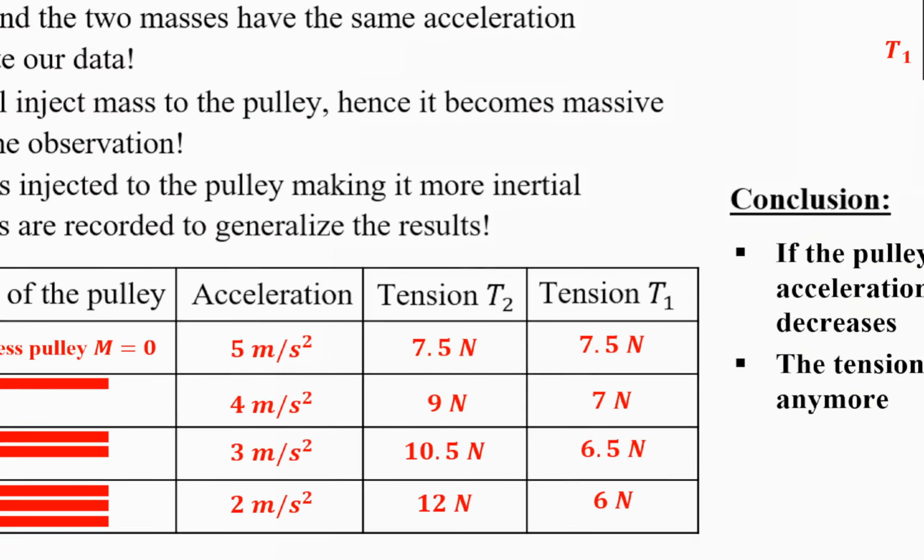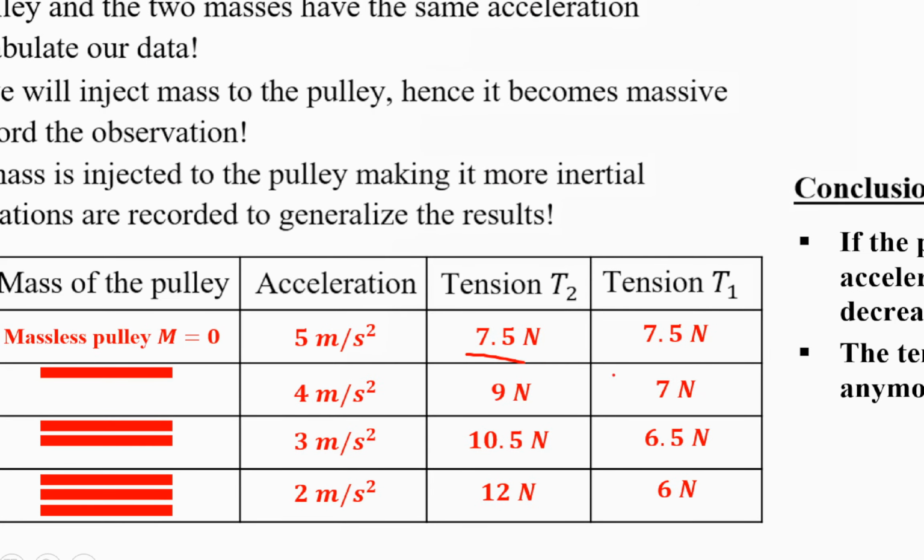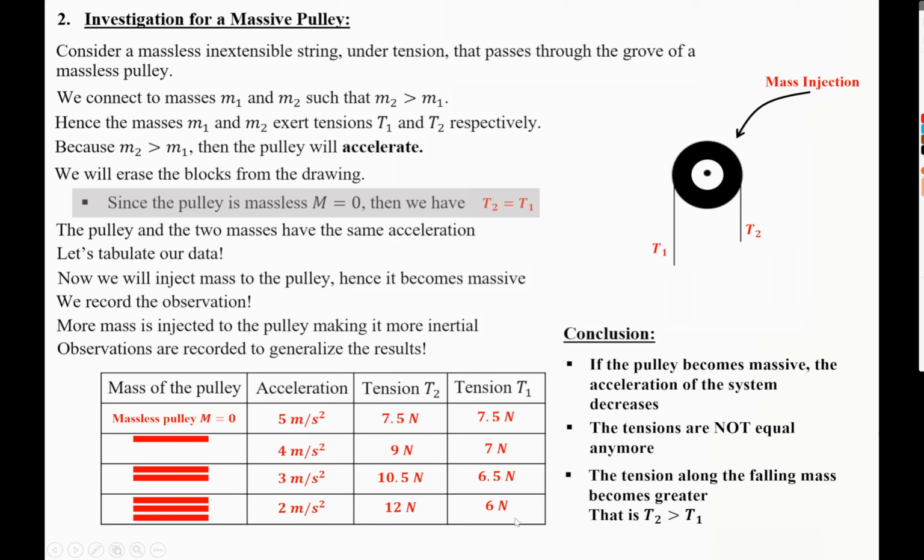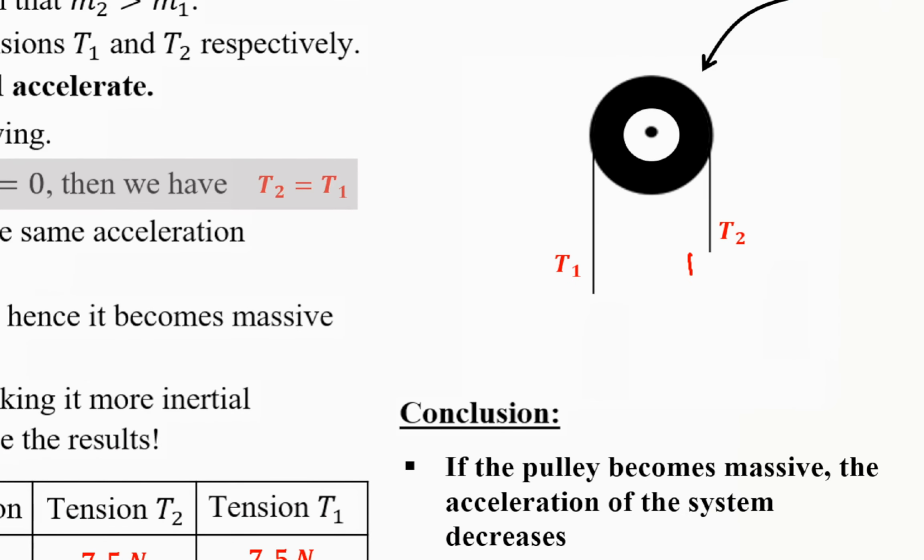As you can see, initially, if the pulley is massless, the tensions are perfectly equal. As we inject more mass to the system, there will be a greater difference between the tensions T2 and T1. Finally, the tension along the falling mass becomes greater, that is T2 is greater than T1. Because the system is accelerated along this falling mass, this tension is greater than this one.